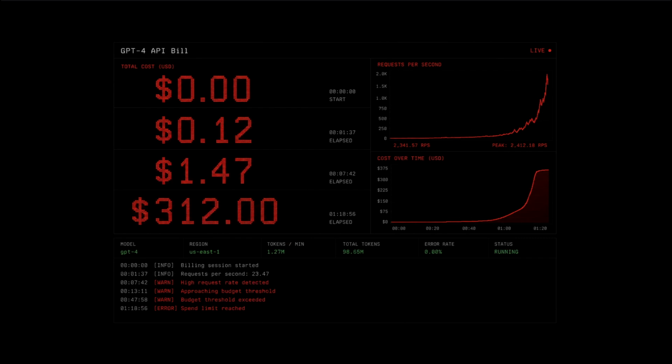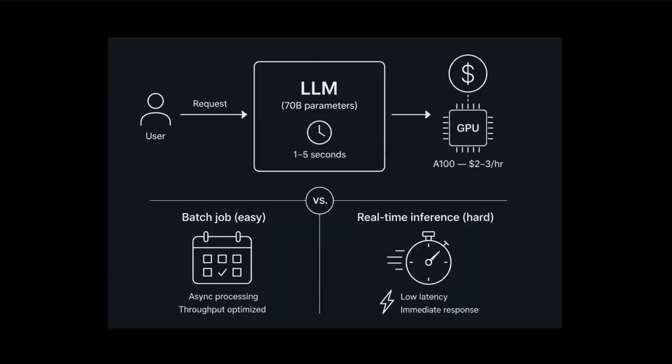Now, before we get into solutions, let's make sure we are aligned on why this actually is hard. When you run a batch job, that is training a model, processing a data set, you can throw everything at it in one shot. Throughput is all that matters, but inference is different. A user is sitting there waiting, and you have a latency budget.